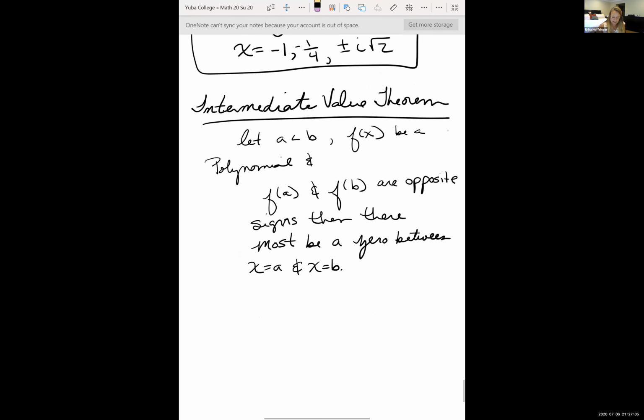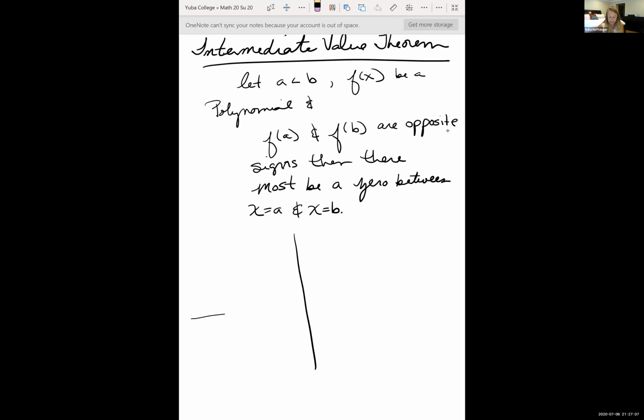Which makes sense if you're thinking about some graph and you have some value x equals A, some value x equals B. One of them is positive, one of them is negative. It doesn't matter which one is which. And you have a polynomial. Polynomial graphs are always continuous. There's no jump in here. And so if I connect these 2 points somehow, it has to at least cross once. It could cross more than once, but it has to at least cross once.